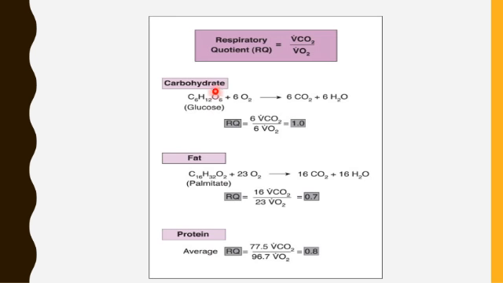So here you have a carbohydrate, that is glucose, in which 6 by 6 comes out to be 1, that is unity. For fat, we have 16 CO2 and 23 oxygen, that is about 0.7, and that depends upon the fat. It may be 0.7, 0.8, 0.9. And the protein is less than 1. The RQ of protein, that is 77.5 divided by 96.7, comes out to be 0.8.